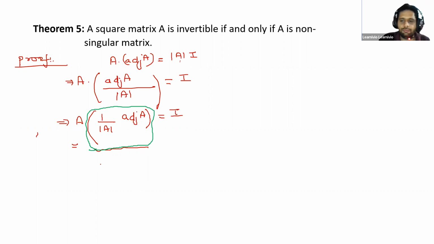Okay, so all of you, your answer is correct. This is a matrix, because adjoint of A is a matrix and you are dividing that by a number, so the answer will be a matrix. Now we are multiplying A with this and we are getting identity. So can we say that this is the inverse of A? Can we say that A inverse is equal to 1 by determinant of A, adjoint of A?